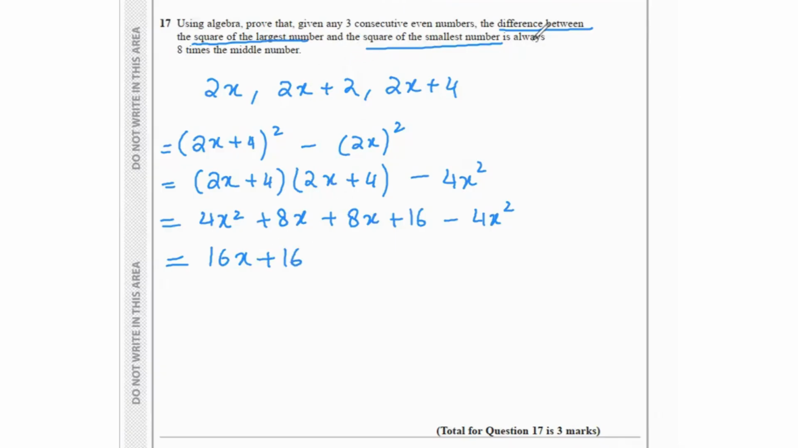They're saying that the difference between the square of the largest number and the square of the smallest number is always 8 times the middle number. So the middle number is 2x plus 2. If I take 8 common over here, that's going to be 2x plus 2 in the bracket. And as you can see, this is 8 times the middle number, so 8 times (2x plus 2). So that's proven, as the question was asking us to do.